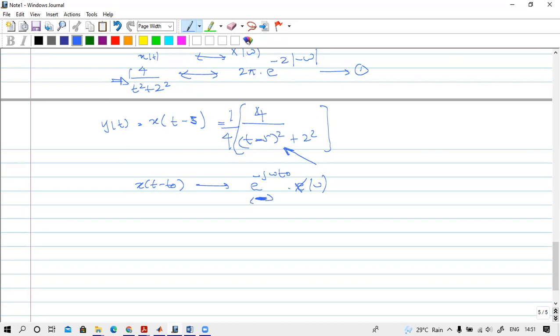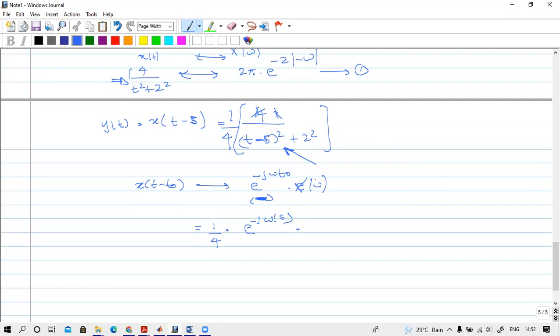Here the time is shifting by 5. So here you have x(t), that is 2 pi e to the power minus 2 absolute value omega. It is a time shifted signal, but it is divided by 4 to balance this 4, because the original function doesn't have this; the original function has 1 here. And e to the power minus j omega t naught, where t naught is plus 5, gives e to the power minus j omega 5.